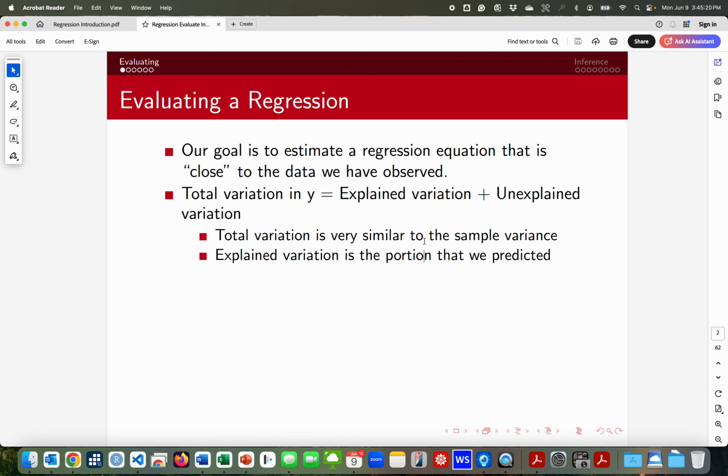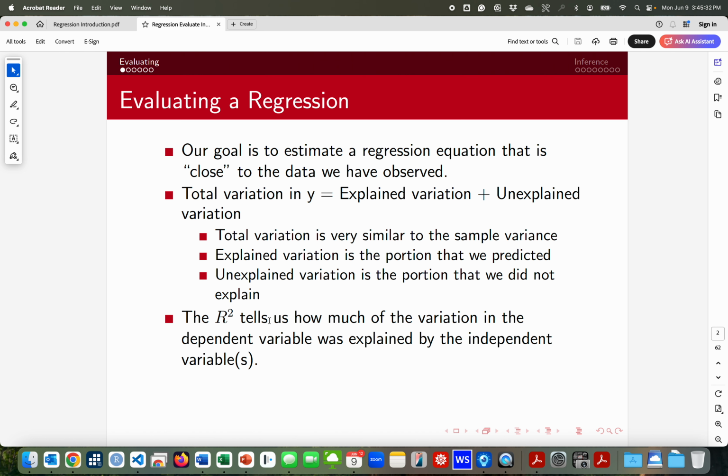Predicting and explaining are two different things, but just for right now, think about it as the portion that we predict. And then there's the unexplained, which is the portion that we did not explain. It's fairly self-explanatory there. The R-square is a number. It's a sample statistic, just like an average or something else, that tells us how much of the variation in the dependent variable was explained by the independent variables.